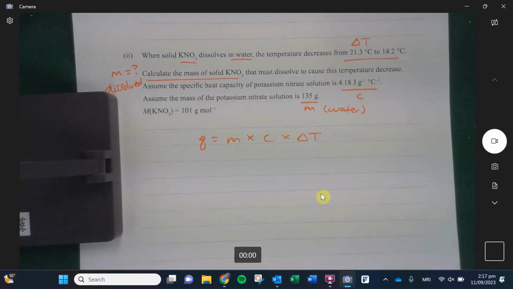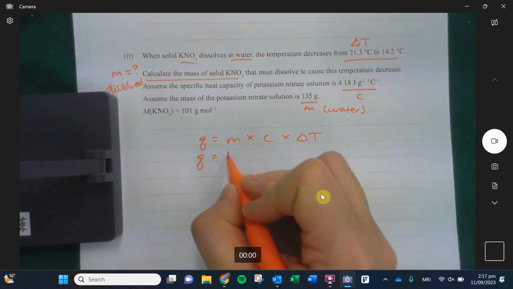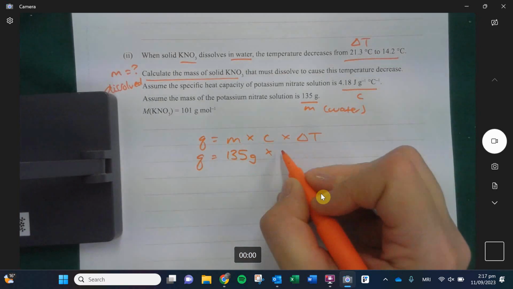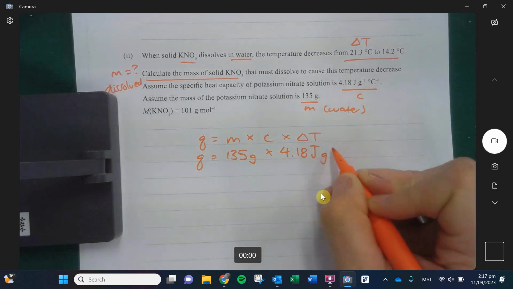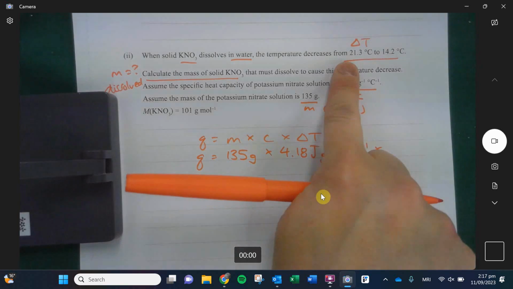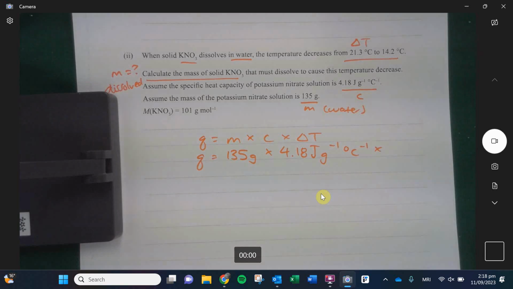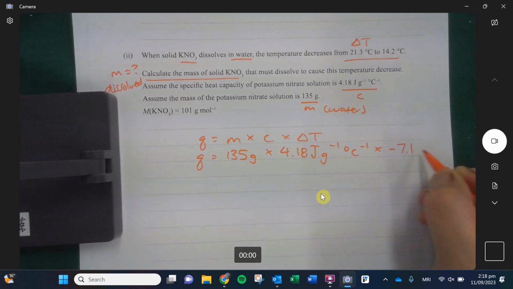They will give you the equations on the assessment, so don't worry about memorizing them. So Q would equal the mass of my solution, which is 135 grams, times the heat capacity of water, which is 1.48 joules per gram per degree Celsius. And then my temperature change is the difference between 21.3 minus 14.2. So I have a change of negative 1.7 degrees Celsius.